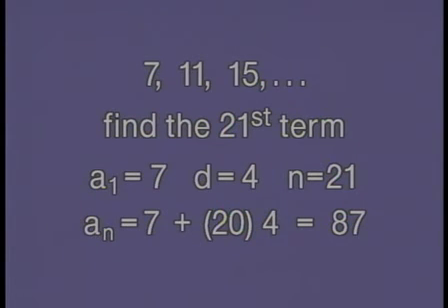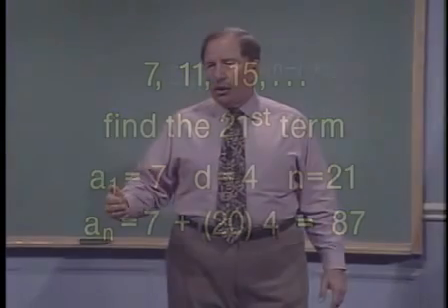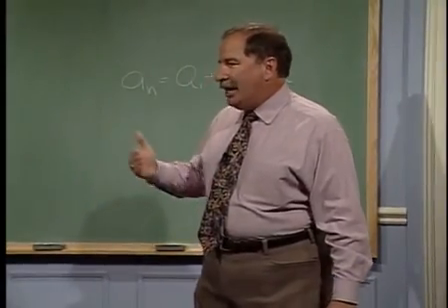The initial value, A1, is 7, from the original information we were given. The common difference, d, is 4. We've already determined that. We write it in. And n is 21, the 21st term. Using our formula, A sub n equals 7 plus 20 times 4. The 7 is A sub 1, the 20 is 21 minus 1, n minus 1, and the 4 is the common difference. 20 times 4 is 80, plus 7 is 87. So the 21st term in this sequence is 87.